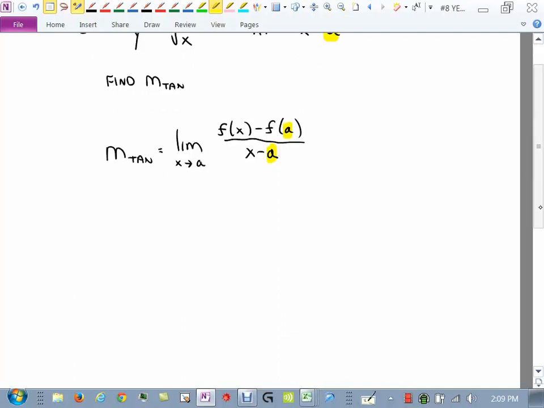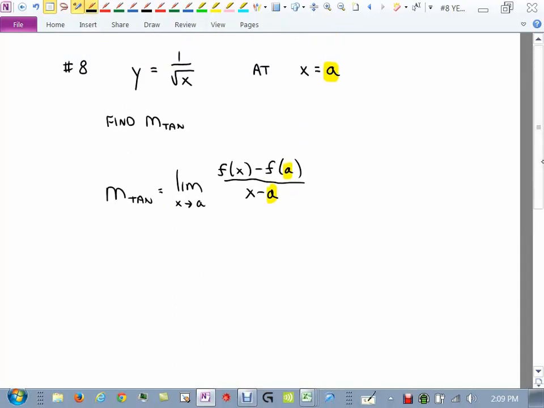So let's just try and figure out what this turns out to be here. We have limit x approaches a of f of x. Now, f of x is just this. So f of x is 1 over square root of x minus f of a. Well, what happens when you plug a in right there for x? You just get 1 over square root of a, all over x minus a.